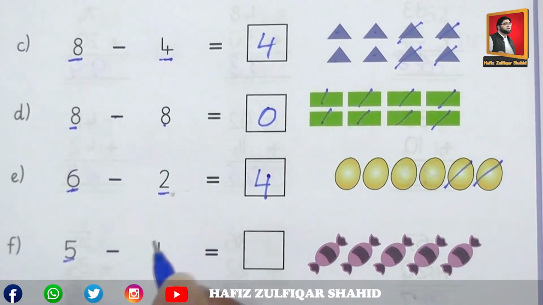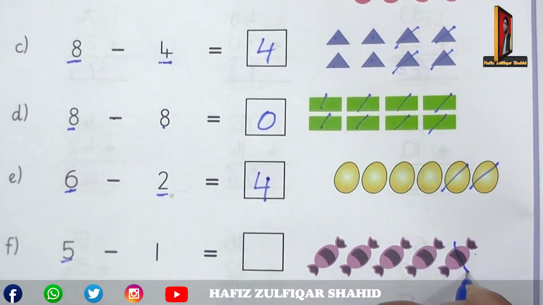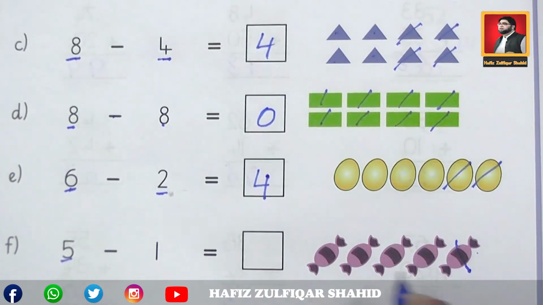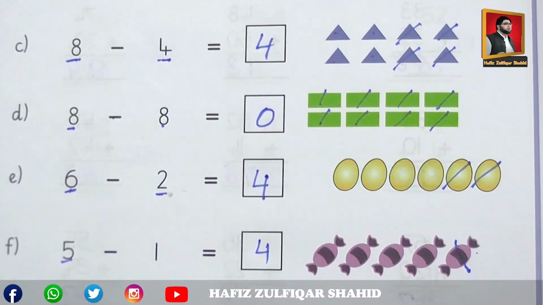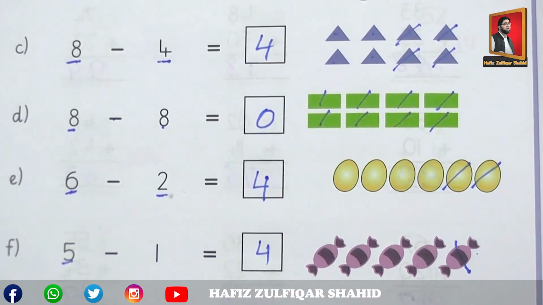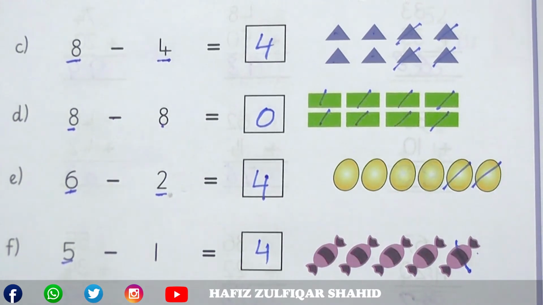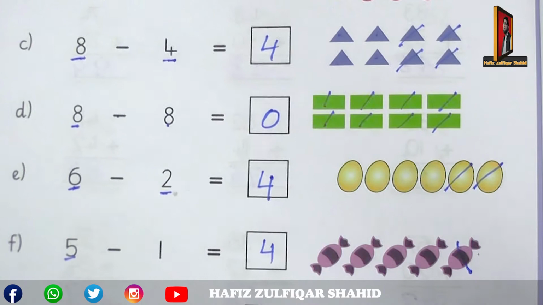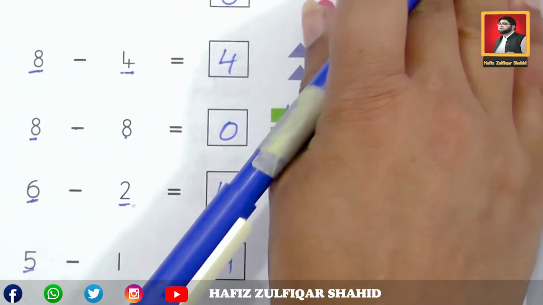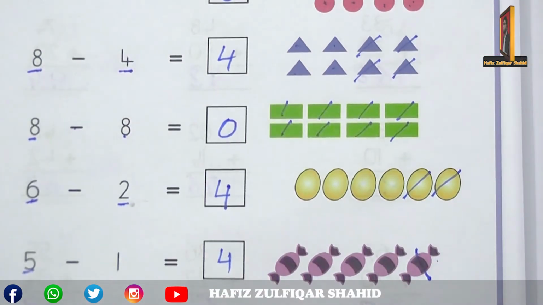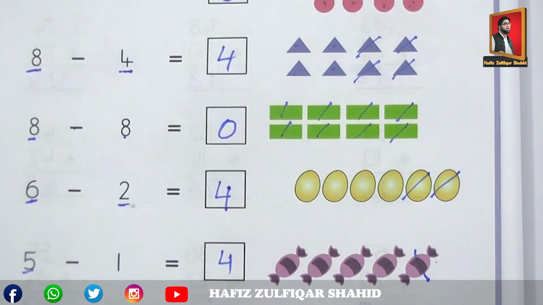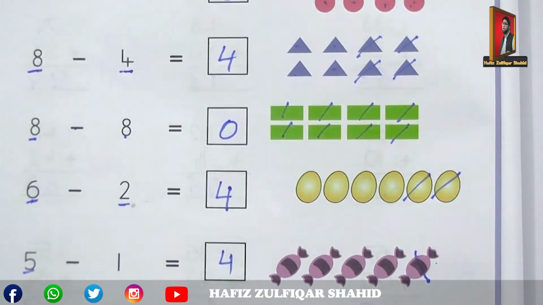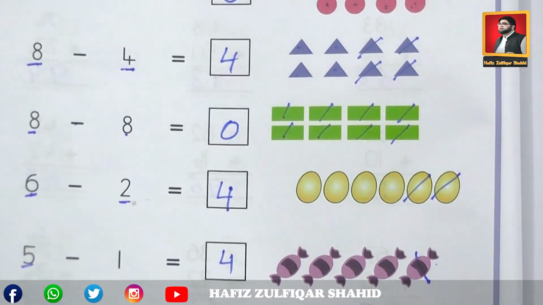Next, 5 candies. Cut down 1. You shared 1 candy with someone. Left are 4. First number shows you have 9 stars in a row. Cut down or cross 7 stars. 1, 2, 3, 4, 5, 6, 7. Count the remaining. These are 2 stars.